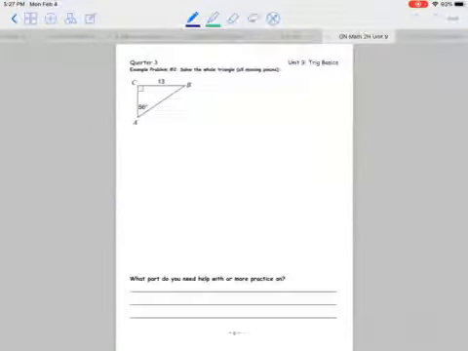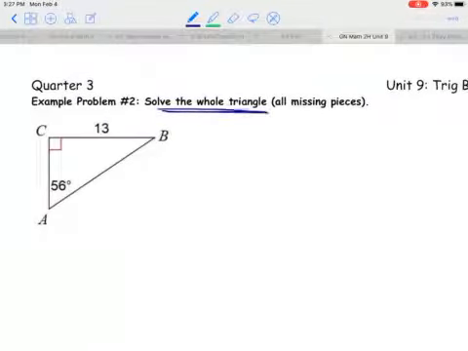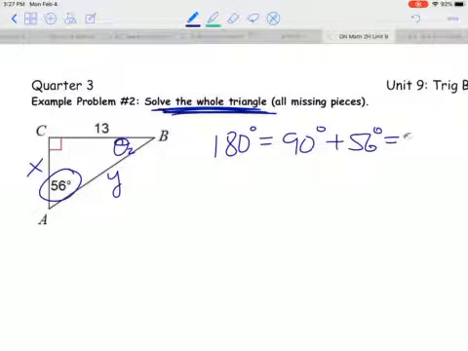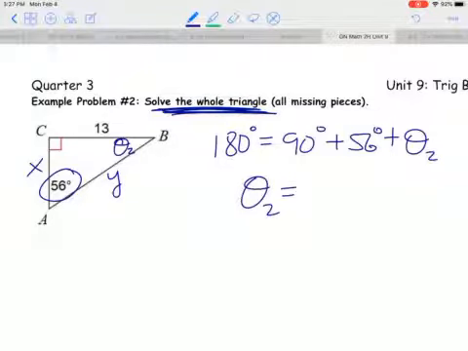So let's look at the next problem just to make sure we've got it. So this one is one of those solve-the-whole-thing problems. So I eventually need to get all the sides and all the angles. Okay, so first of all, we know an angle, so we can use that 180 degree rule. So 90 plus 56 plus angle 2 equals 180. So we get that angle 2 is going to be 34 degrees.